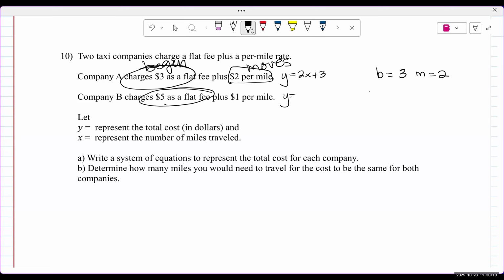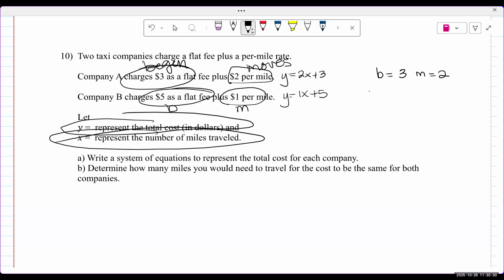So flat fee, that's where it begins. $1 per mile is where it moves. So we have 1x plus 5. Okay. Y is the total cost. X is the number of miles traveled. So A, write a system of equations to represent. System of equations means 2 equations, two unknowns. There is my system of equations.